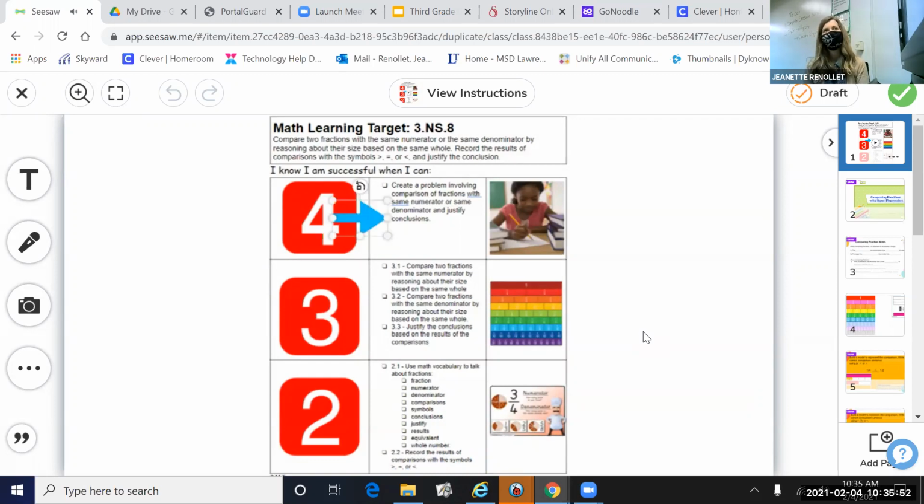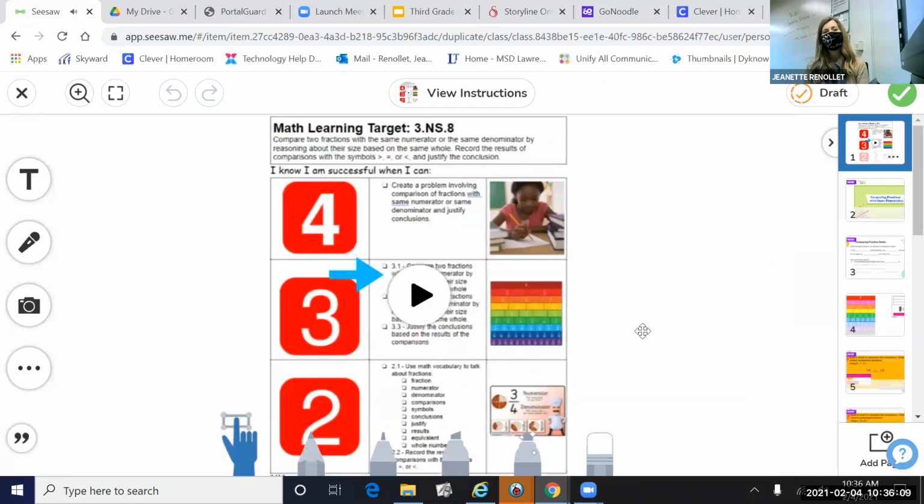Today we're going to start working on fractions that have the same numerator but have a different denominator and comparing those two fractions. So we've been working with the same denominator. Today we're going to switch it. We're going to have same numerators, but our denominators are going to be different. And this is more challenging because our models are partitioned into different parts.